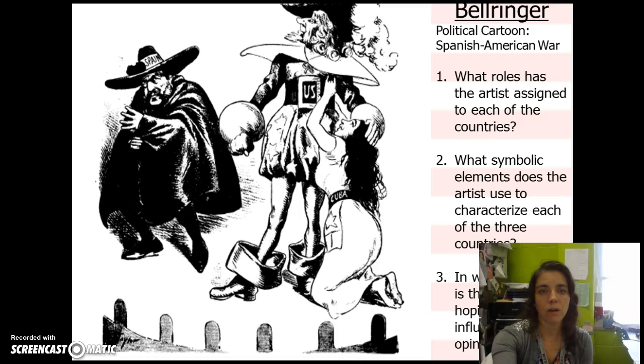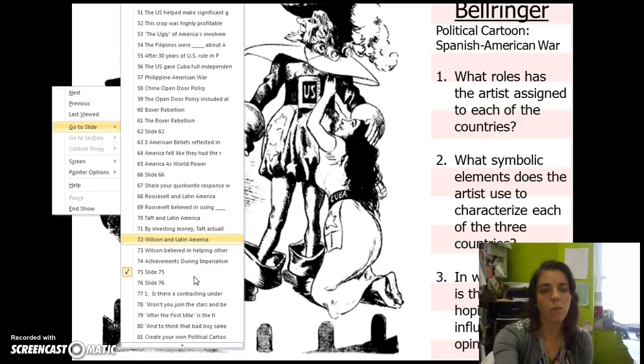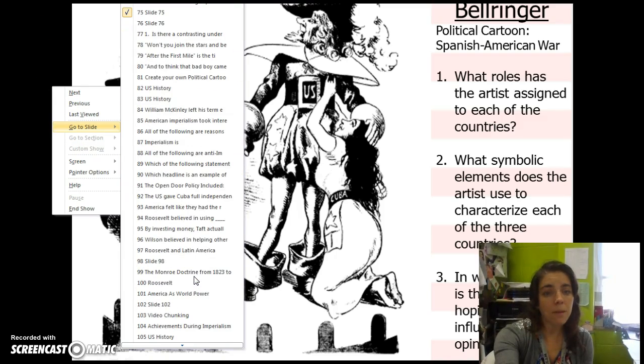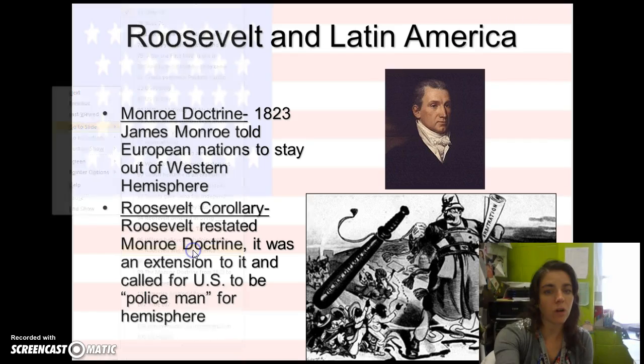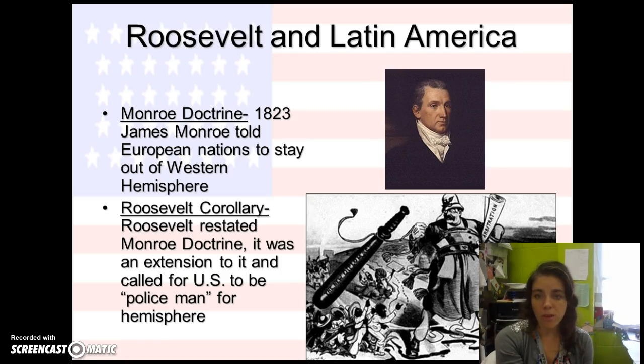becomes a world power. Now, we are going to be going through some political cartoons, and I want you to be thinking about political cartoons and basically what political cartoon you would like to do. And I'll show you some in class when we get there. But really quickly, there's just a couple more slides. Roosevelt in Latin America, more things that occurred.